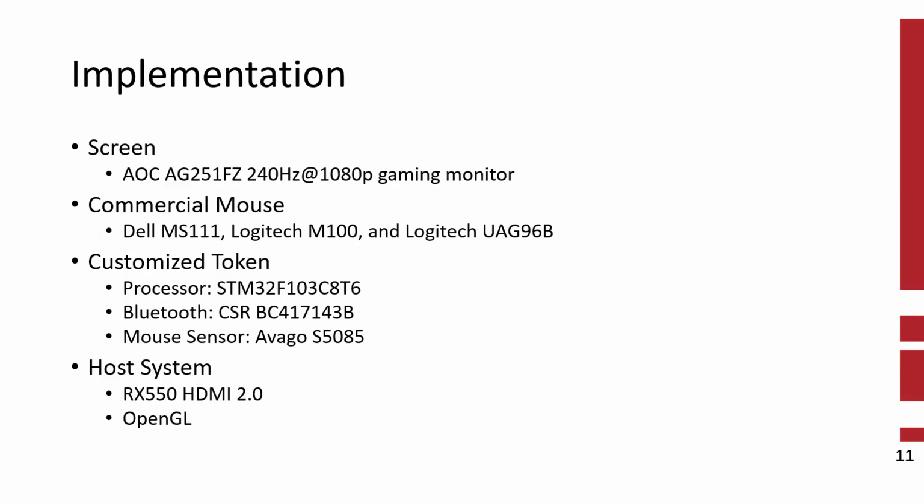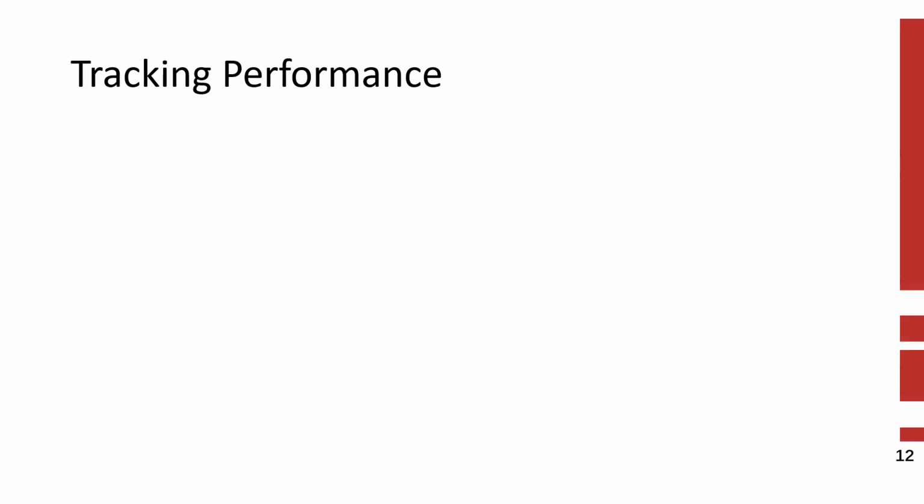We implement the tangible interface with a desktop PC and a 240Hz monitor. We use several optical mice and customized tokens as tangibles. The software is based on OpenGL. It modifies the original display content to encode the location information. We measure the tracking performance in practice.